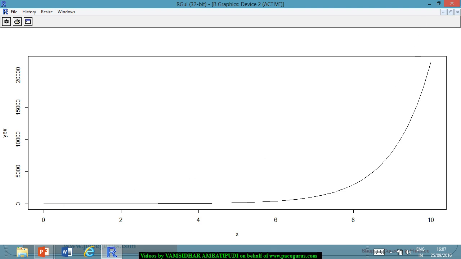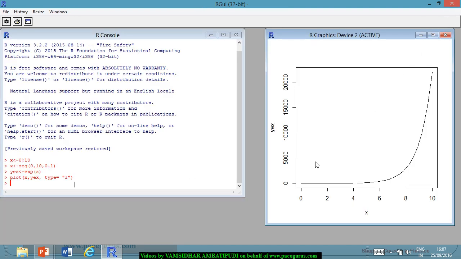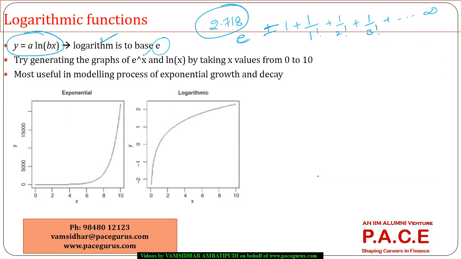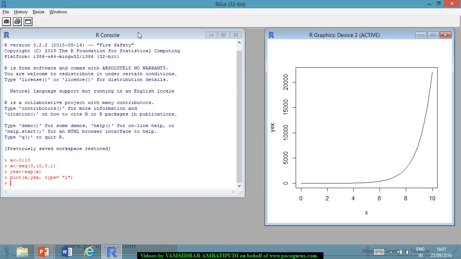So this is how the y equal to e power x graph is coming up. Right? It is more and more of exponential growth. This is the graph that I am getting for e power x. It's an indication of exponential growth in the data. So initially the growth is very marginal, but as time is progressing, the growth is shooting up like anything. That is how we look at an exponential function.